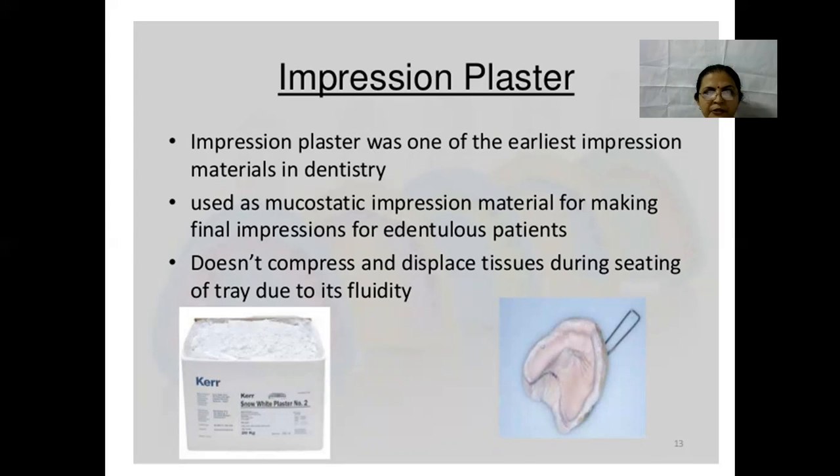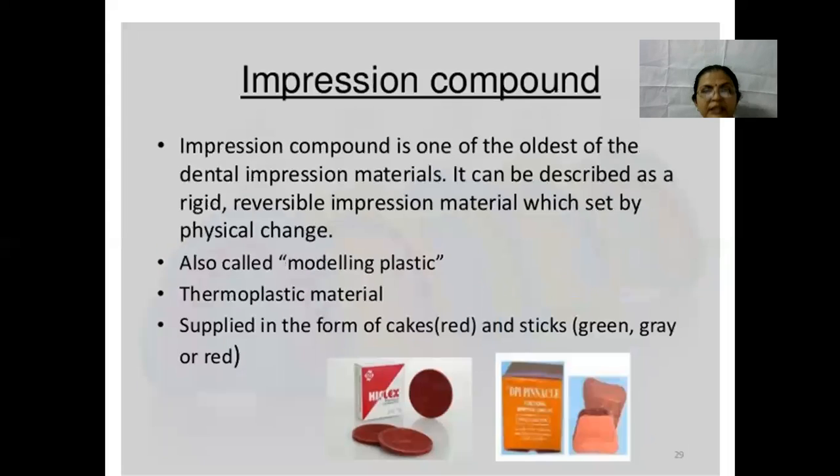So we have 4 types of rigid impression material. Impression plaster is one of the earliest impression materials. It uses the mucostatic impression technique for making final impressions of the edentulous mouth, and it compresses and displaces the tissue during seating of the tray. It comes under the classification of gypsum products, which is ADA specification number 25.